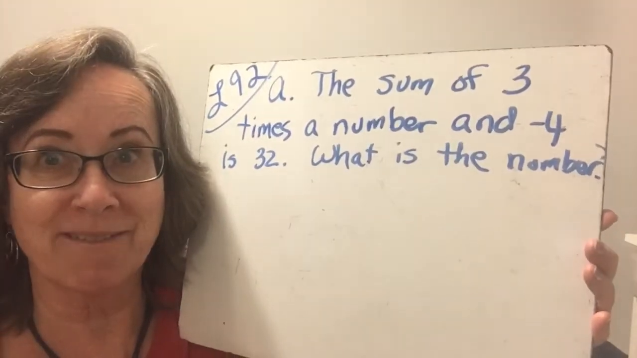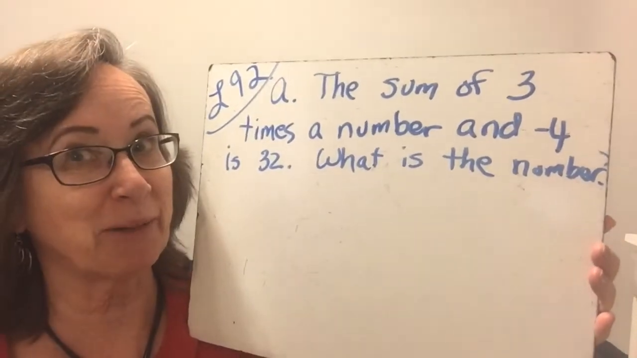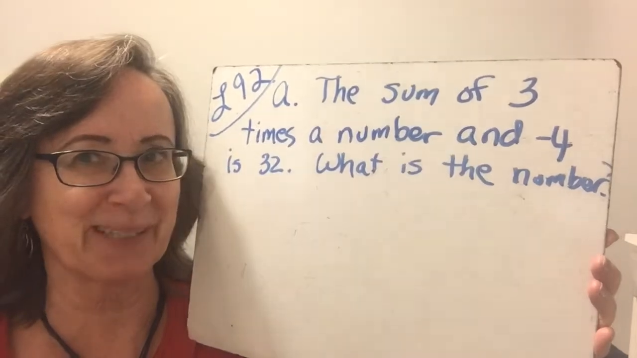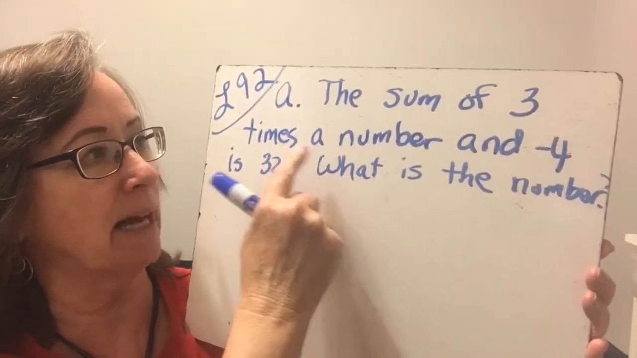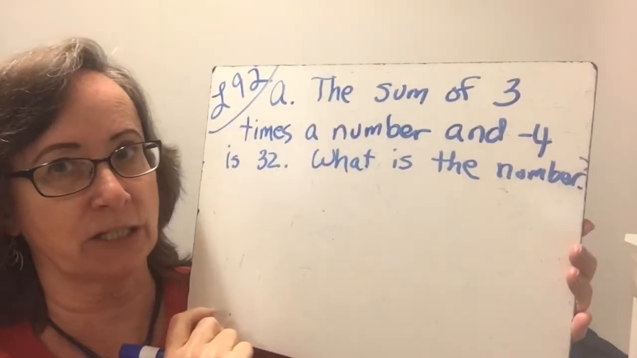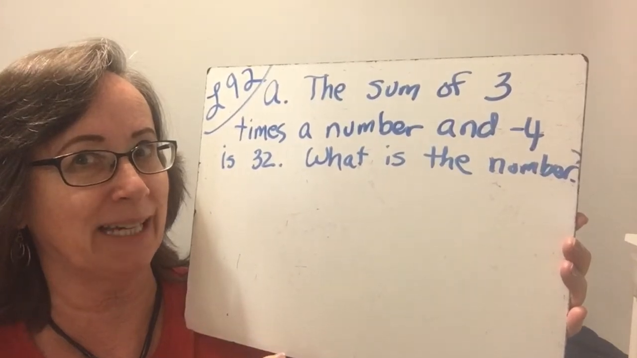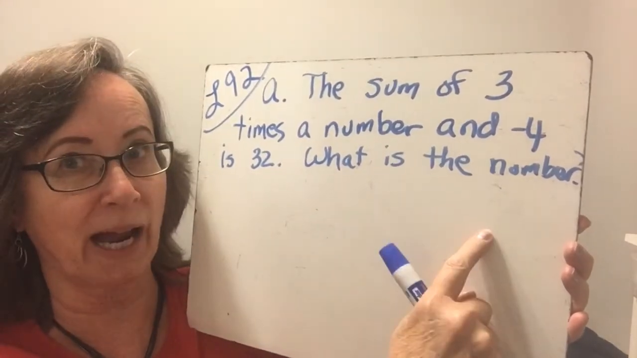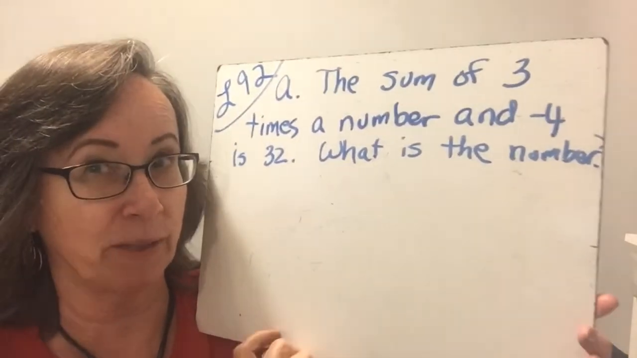Okay, so we are finally at the practices. That was a pretty quick lesson, but we do have 3 practice problems, 3 examples and 3 practices. So the sum of 3 times a number and negative 4 is 32. So I want you to pause your video and go try to write that equation and check your equation with mine when you come back.